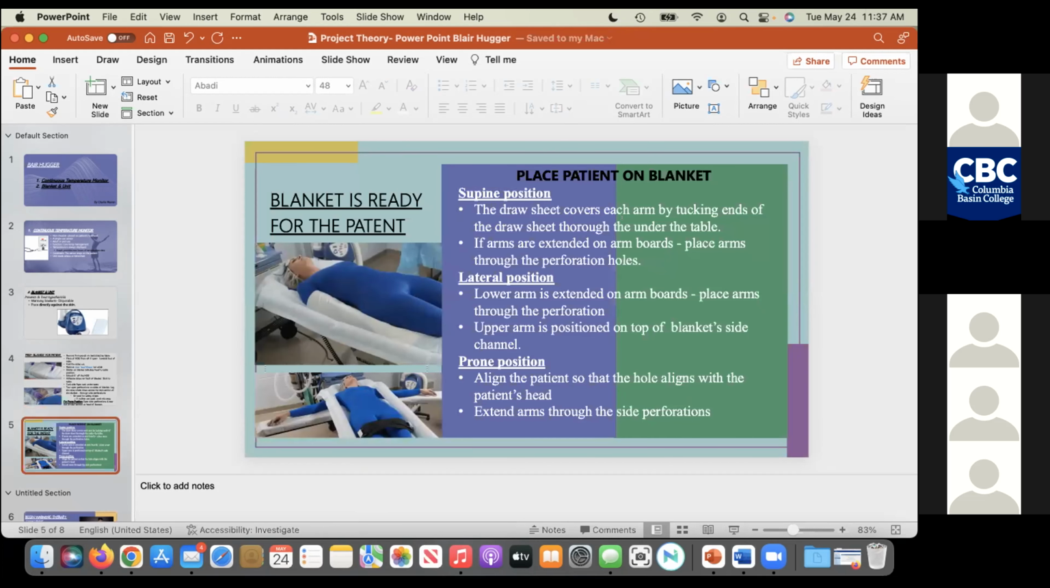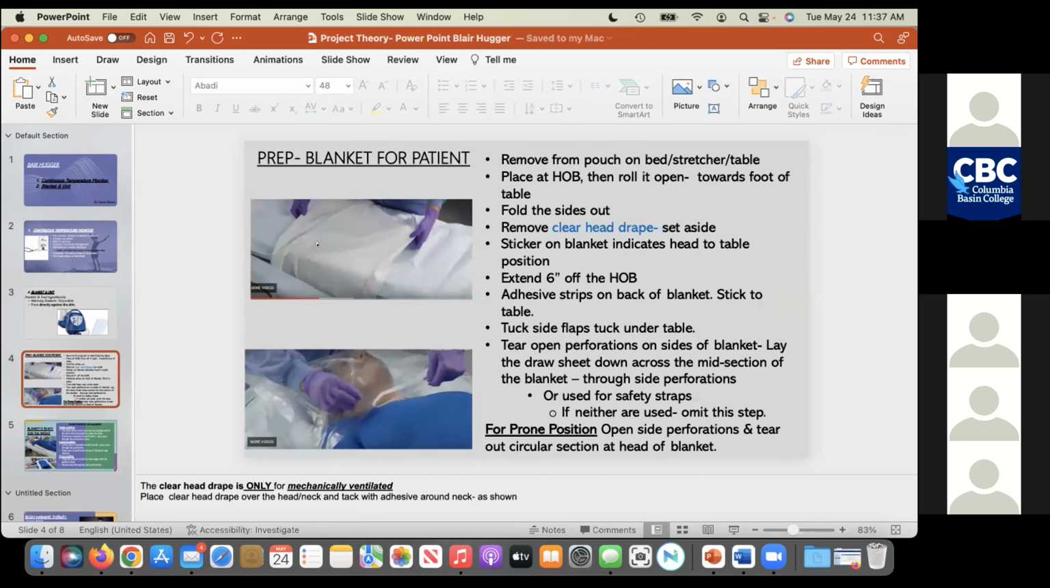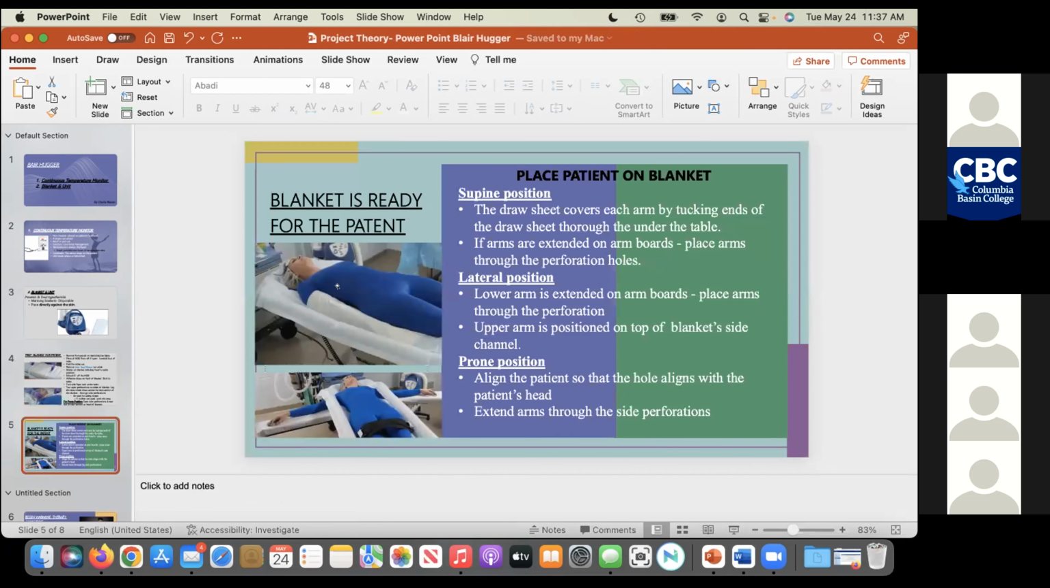If it's in a supine position, then you put, as you can see here, a draw sheet, and you place it over it, kind of like a draw sheet essentially, but it's going to go down on the inside of the perforations once you've opened it on each side. Then if you put your patient on the table, it goes over their arm and under the blanket, and then it tucks in under the table to secure their arms in on both sides.